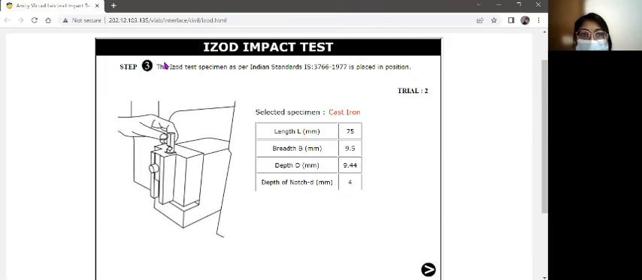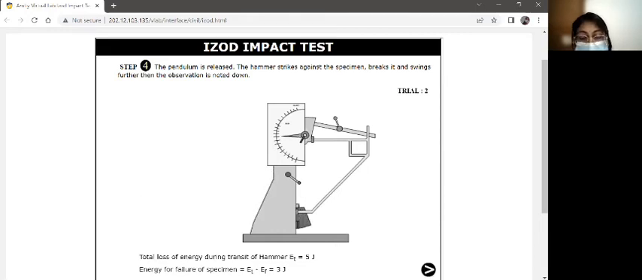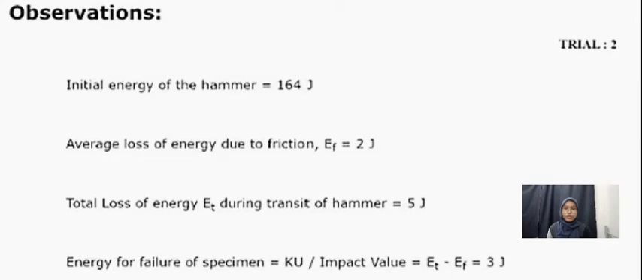And again, we have to repeat the procedure to get results for trial 2 and trial 3. For trial 2, we can see the total loss of energy during transit of the hammer, ET, equals 5 joules, and the energy for failure of the specimen, ET minus EF, equals 3 joules. For trial 2, the initial energy of the hammer equals 164 joules, the average loss of energy due to friction, EF, equals 2 joules, the total loss of energy, ET, equals 5 joules, and the energy for failure of the specimen, the Izod impact value, ET minus EF, equals 3 joules.